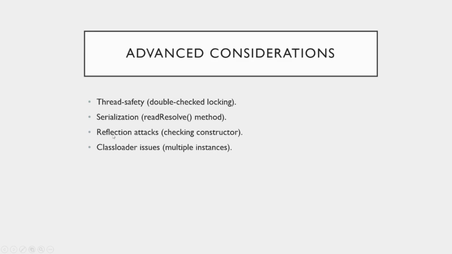In case of serialization and reflection attacks, using reflection we can create multiple objects. Class loader issues can also create multiple instances. If we have multiple class loaders, each will have its own copy of the class and will create a separate object of the given class. So in this case, we need to use a common class loader to avoid this issue. Another three, thread safety, serialization, and reflection attack, we will see in detail in code.